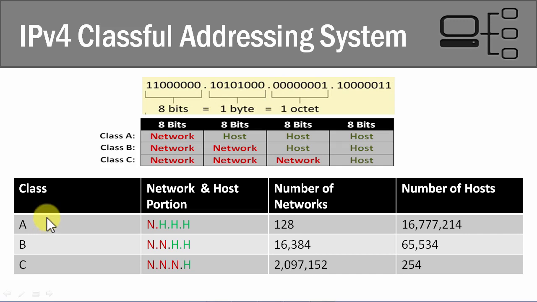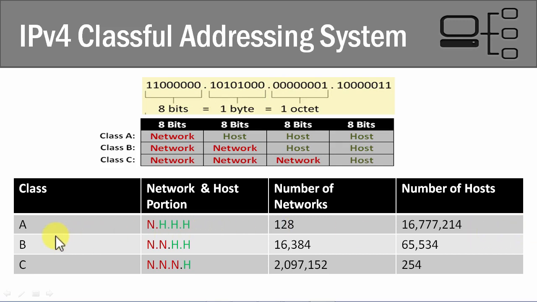So for example, Google could go to the people that are assigning these out, and they could say, I need a network. And they could say, okay, well, in regards to your size, we will give you class A because we can see that you may need this amount of IP addresses because you're going to have a really large network.